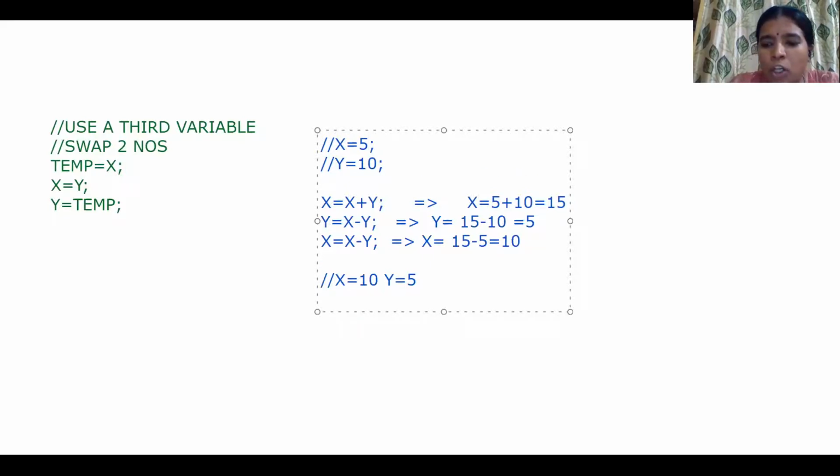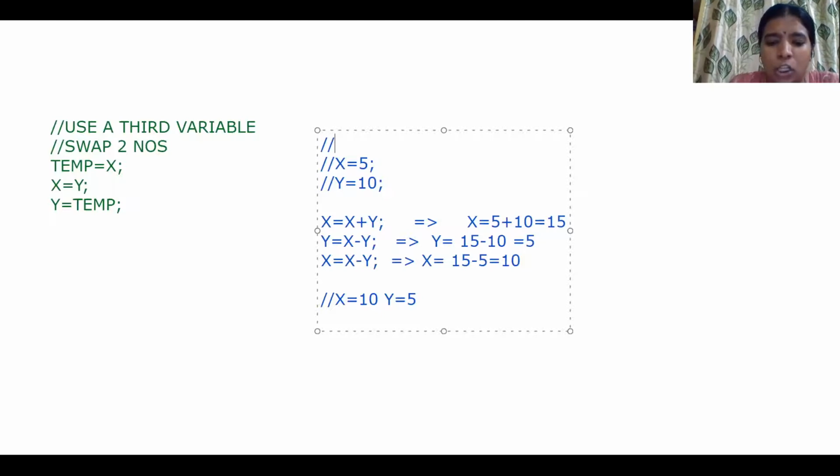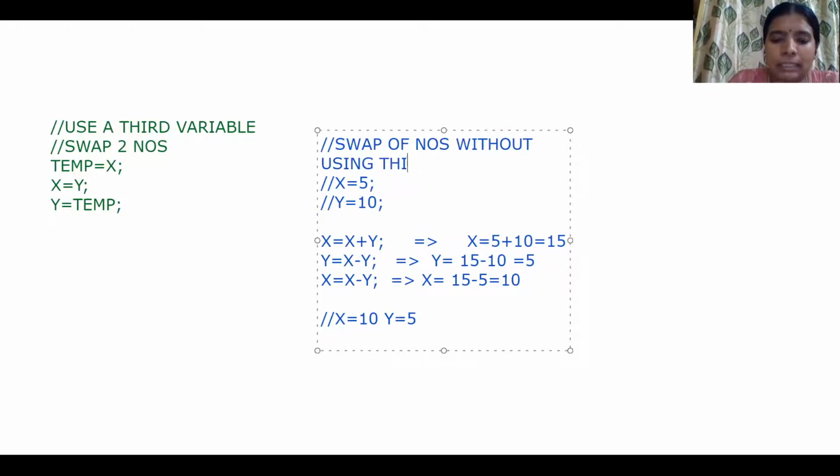So therefore, what do you call this? This is another logic that holds good for numbers to swap. And this is swapping of numbers without using a third variable.